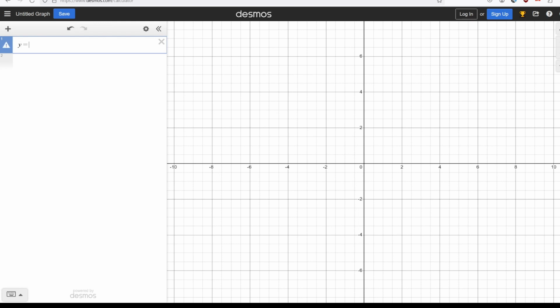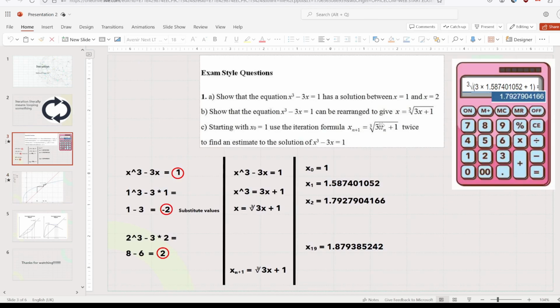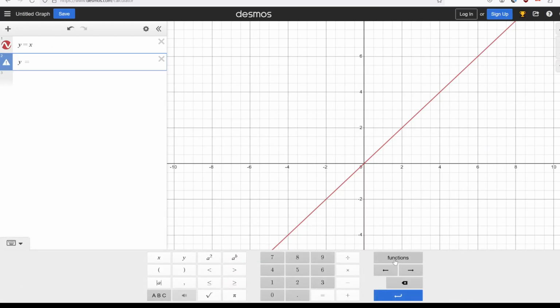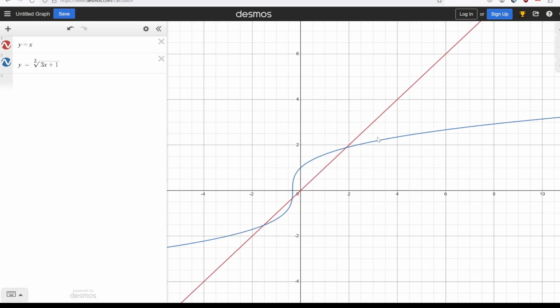the first line we're going to plot is y equals x. This is just the basic line that we need to use. And the second line we're going to use is we're going to get our formula from here, the iteration formula, and then we're going to make this x n plus 1 into a y. We're going to substitute y into that. We'll get y equals root 3, then 3x plus 1. So we get our graph right here.